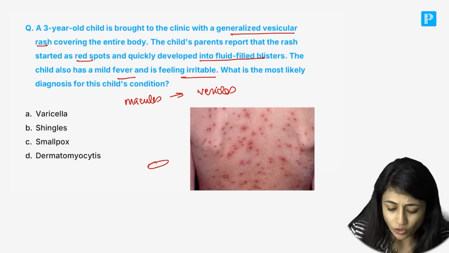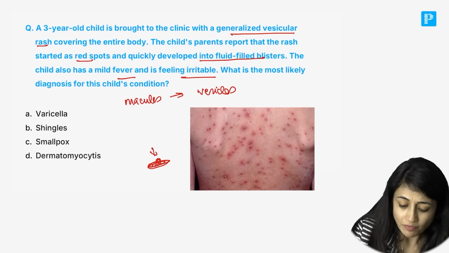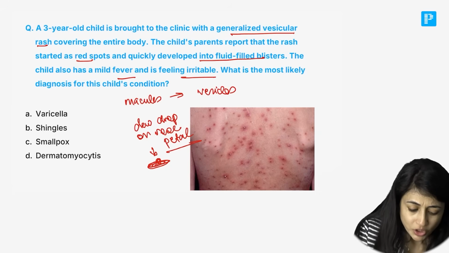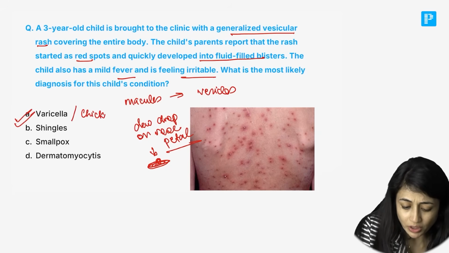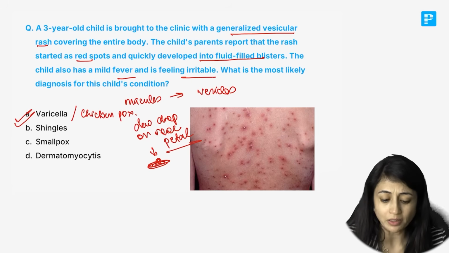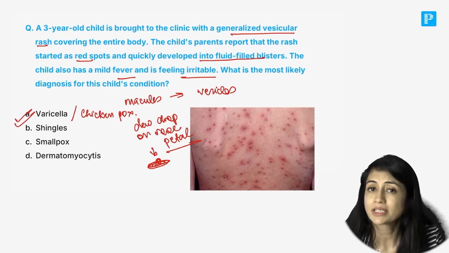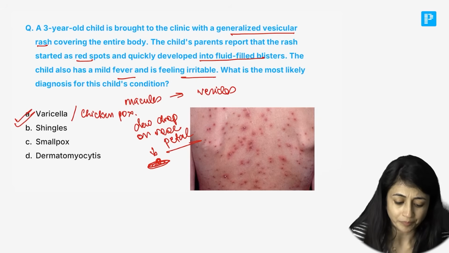You see a background of erythema, and on top of it you see vesicles sitting, which is nothing but the dewdrop on rose petal appearance. And this is seen with chickenpox or varicella. So this is a case of chickenpox. Chickenpox is also called varicella. Dewdrops on rose petal appearance, fever, irritability, macules developing into vesicles in a child. It's a very, very clear-cut history for chickenpox or varicella.